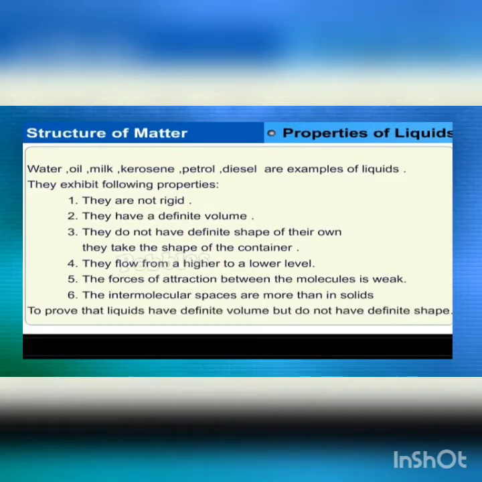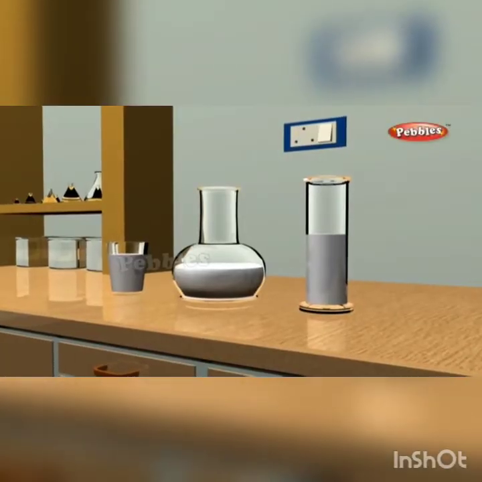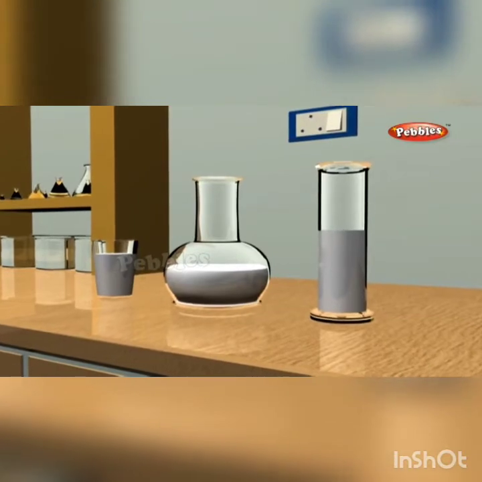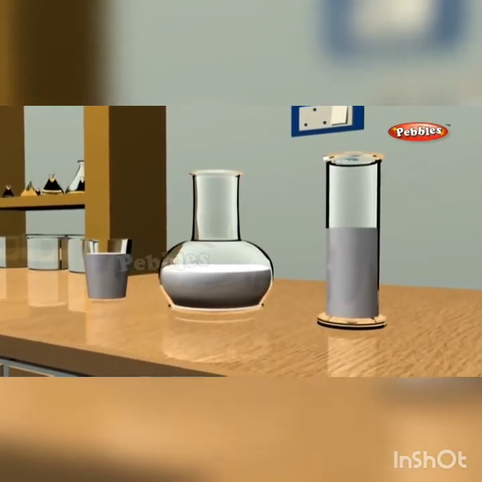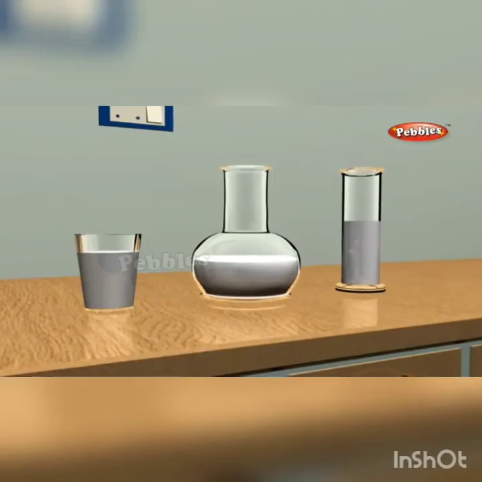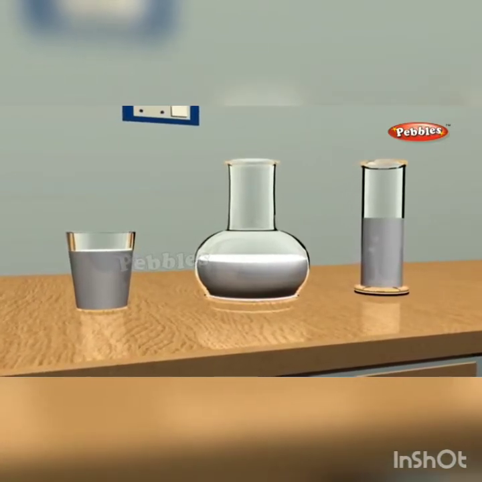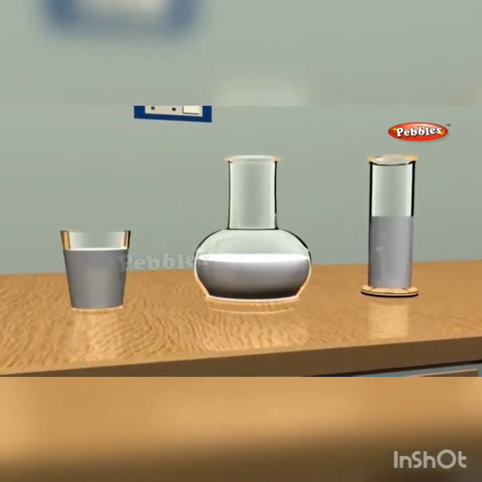To prove that liquids have definite volume but do not have definite shape: pour 100 ml of milk into three different containers in turn as shown in the figure. Although the volume of milk in each container remains the same, it takes the shape of the container.